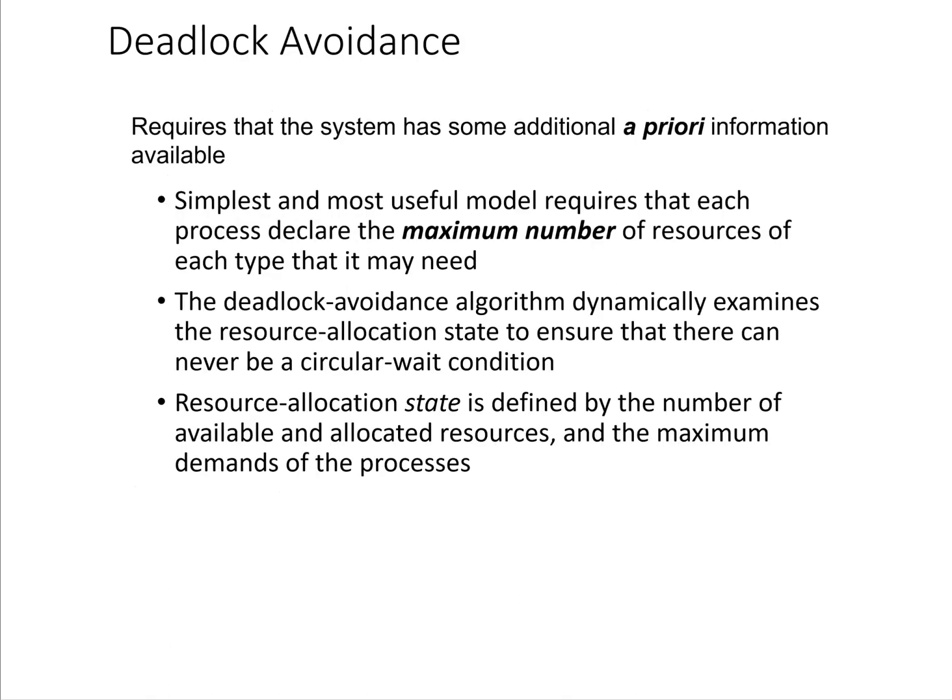Deadlock avoidance requires that the system has some additional information available. The simplest and most useful model requires that each process declare the maximum number of resources of each type that it may need. Again, this is tricky. The deadlock avoidance algorithm dynamically examines the resource allocation state to ensure that there can never be a circular wait condition. Resource allocation state is defined by the number of available and allocated resources.